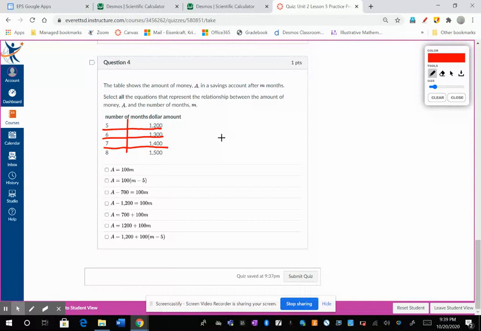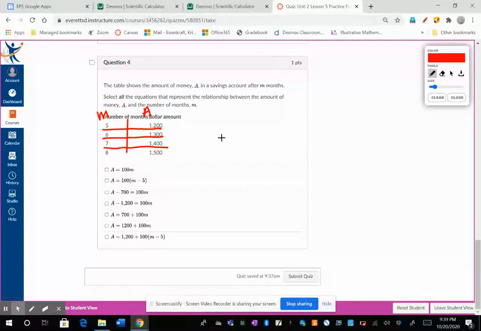So they're calling this over here M and this A. We're very used to seeing X and Y. Sometimes when they change the variables on us, it gets a little freaky. So one way to see if this actually works is you can plug in the numbers and see if it actually works. It has to work for all pairs in order to represent the table. Is this saying that the amount of money is 100 per month?